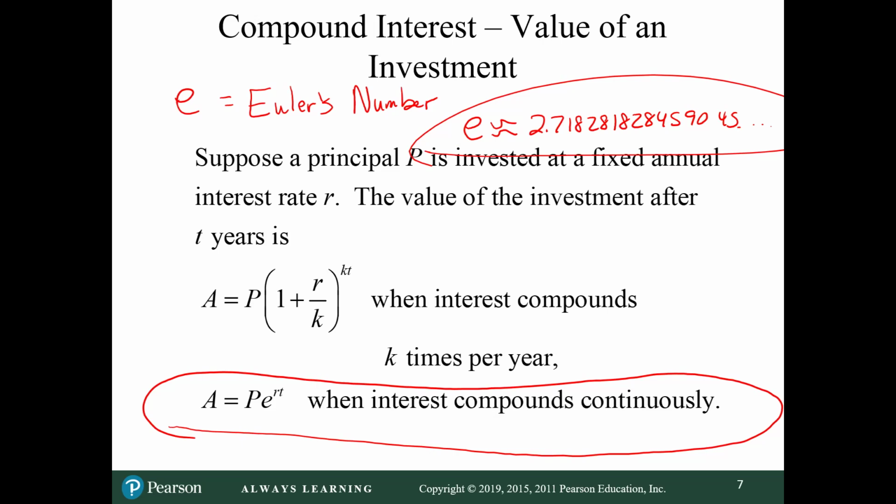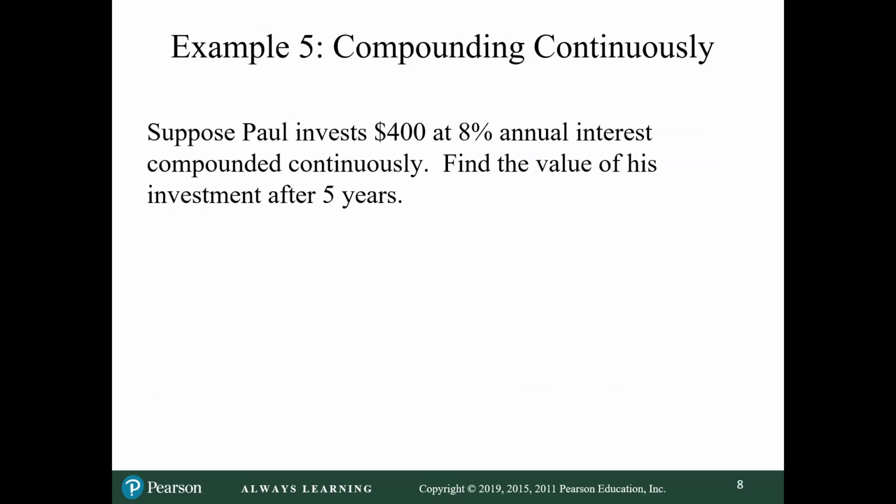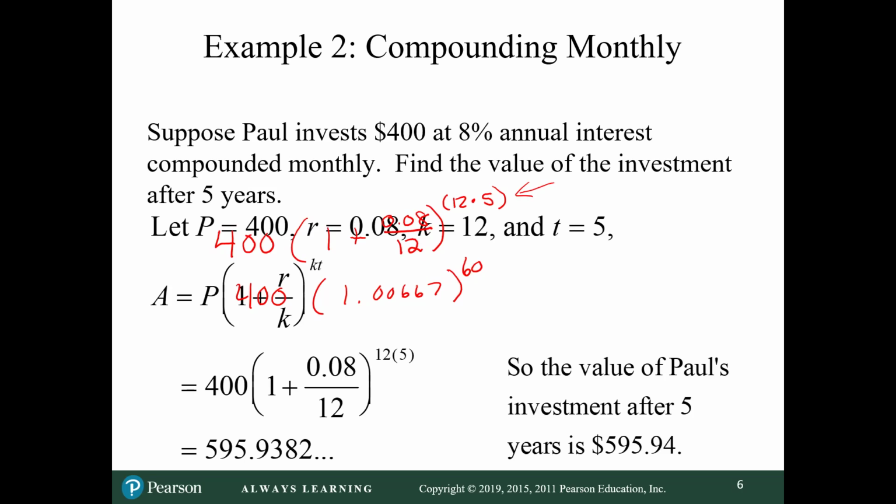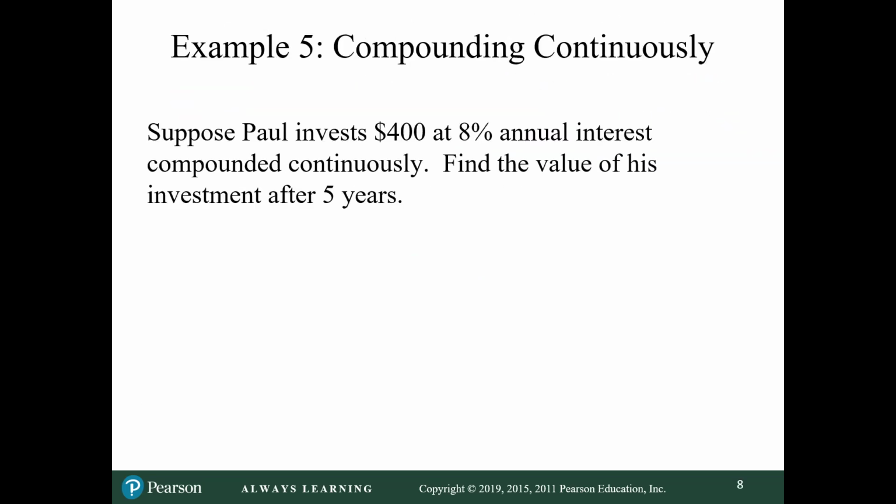But e is compounded continuously. That's why it's the natural logarithm. It's a naturally occurring number for things that continuously happen. So let's say Paul, instead of getting, because it was what, $595, I think $595.94, let's see if it's compounded continuously.